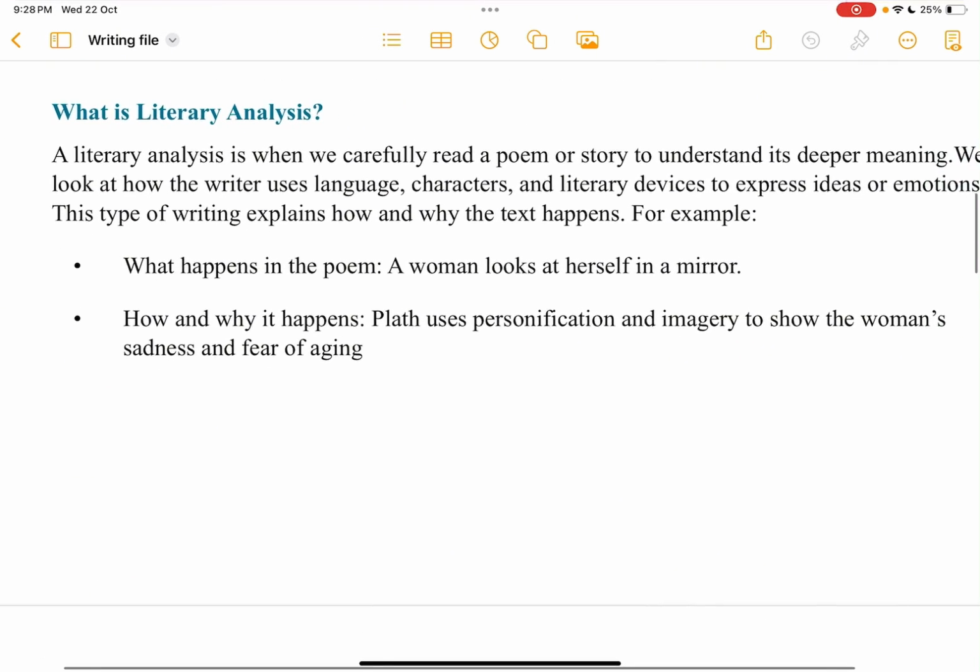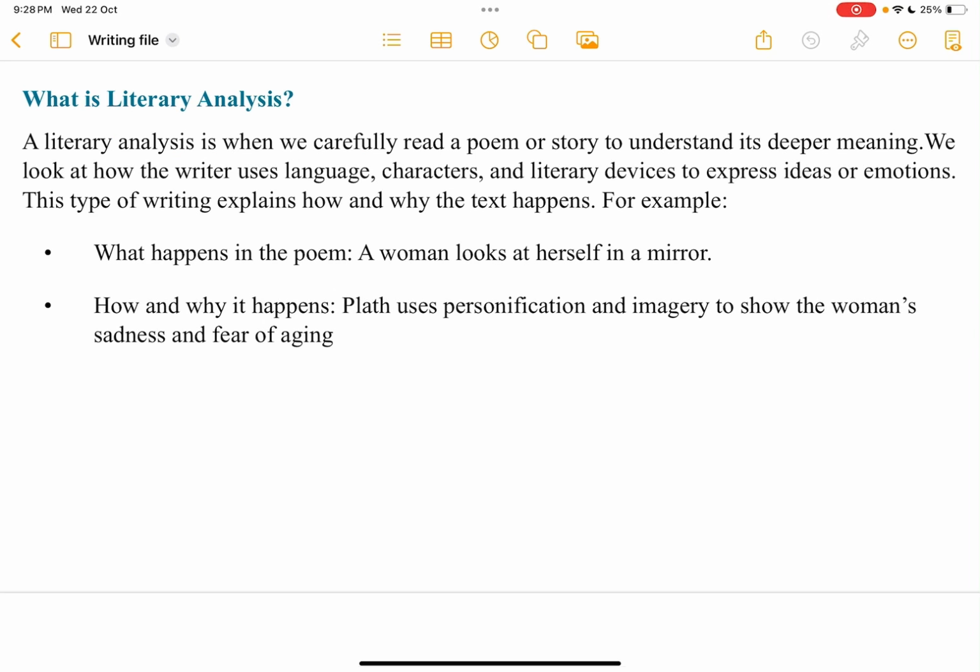Now, what is literary analysis? It's when we carefully read a poem or a story to understand its deeper meaning. And we look at how the writer uses language, characters, and literary devices to express ideas or emotions. For example, in Mirror, what were the emotions that the speaker or the poet was trying to convey? Sadness, depression, sorrowfulness, etc.